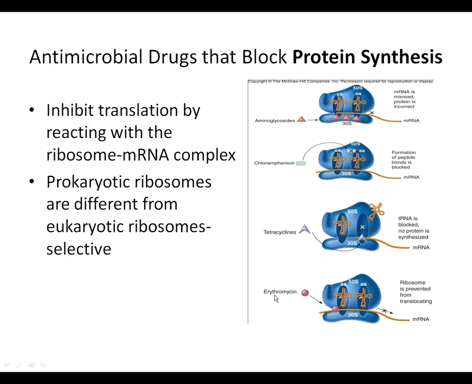And then finally, erythromycin also binds to the ribosome. It is going to prevent the ribosome from moving down the messenger RNA. This is kind of like putting a stub or a block in the way of a tire. The ribosome isn't going to be able to move down because it can't access the next part of the messenger RNA, and it blocks and prevents translocation of the messenger RNA.